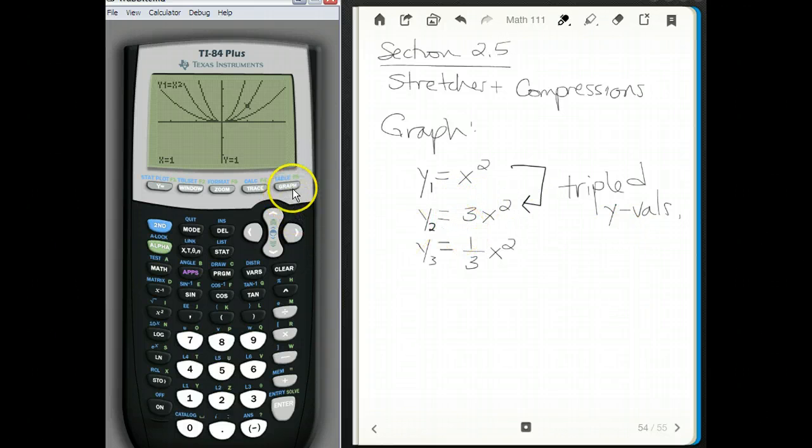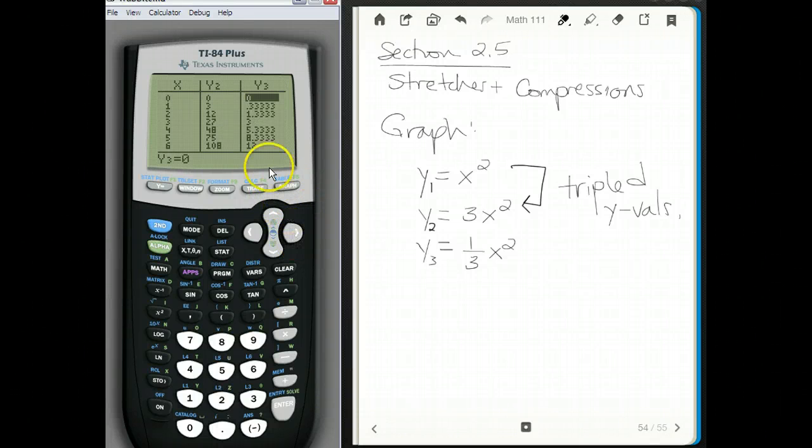Well, let's see what's happening with this 1/3 graph here. Remember, that's this lower one right here, this sort of flattened out one. Let's see if we can get that on our table here. Let's see if I go over. Aha, there is y3. You know what? This y2 is sort of getting in the way here, so let's see if we can turn it off. I'd like to compare y1 and y3.